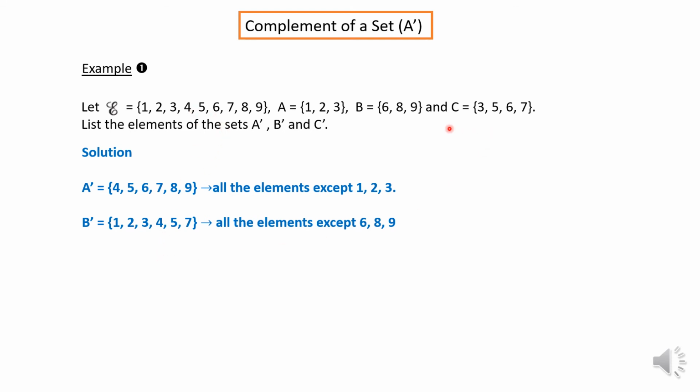When you look at all the elements or the complement of set C, these are going to be everything that is not in C. Again, the 3 is here, the 5 is here, 6 and 7 is here. So what is not there is 1, 2, 4, 8, and 9.